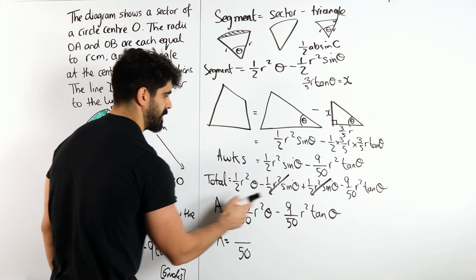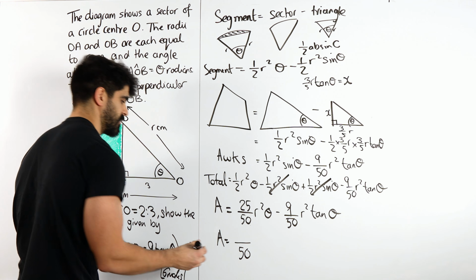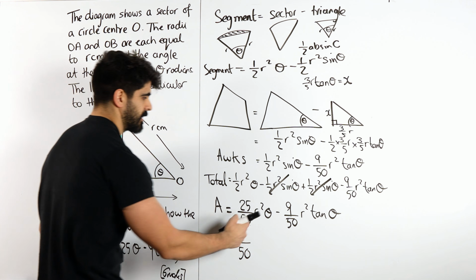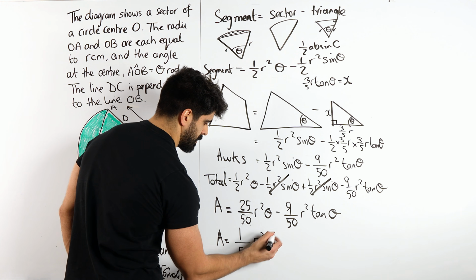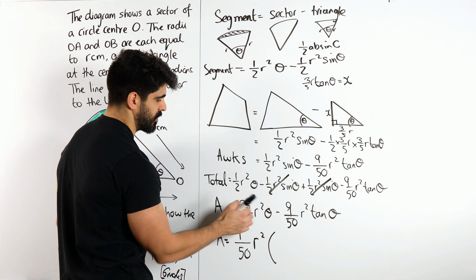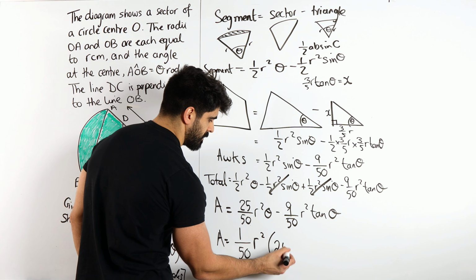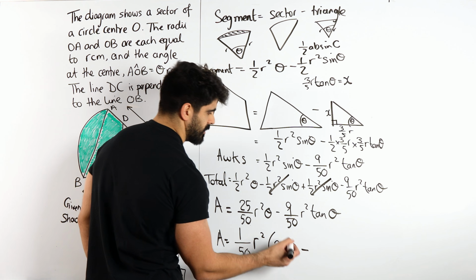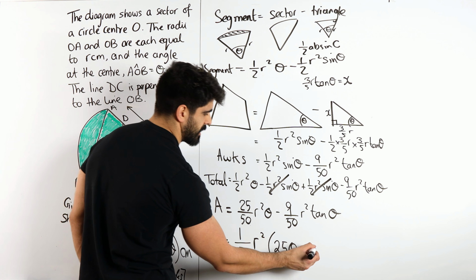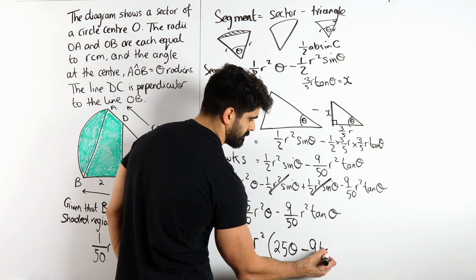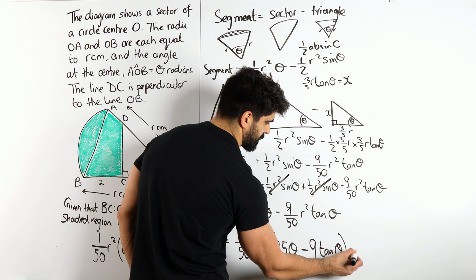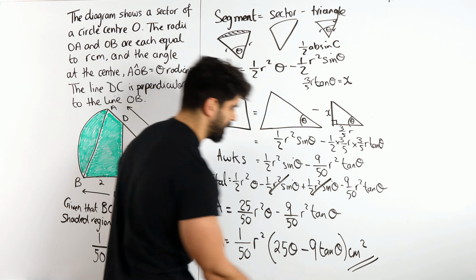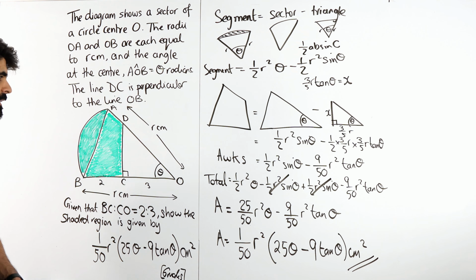And there we go. We can take out the over 50. Look at the numerators, 25 and 9. There's no common factors, so it's just going to be 1. Then we have R squared. We're left with 25 theta minus 9 tan theta centimeters squared. And that is shown.